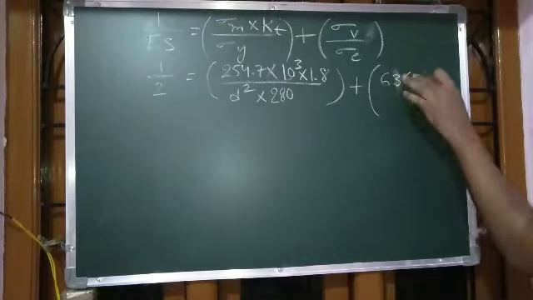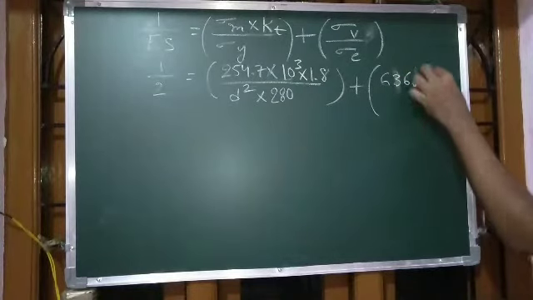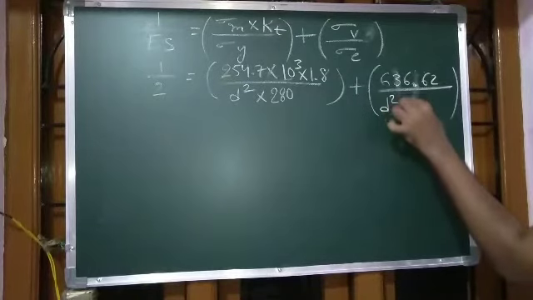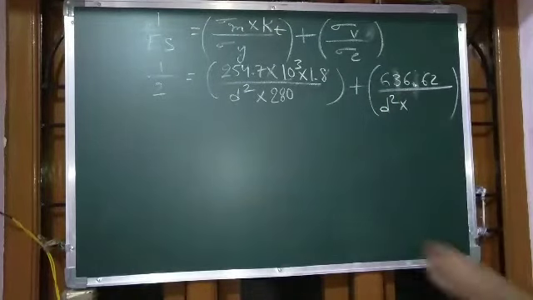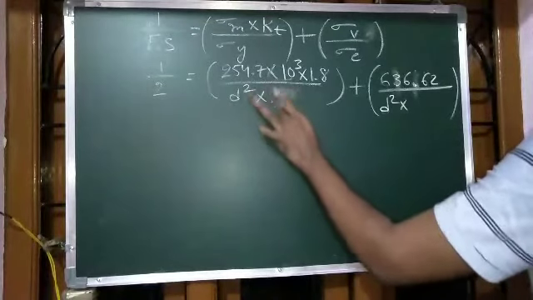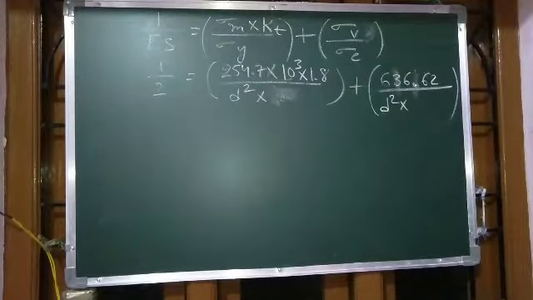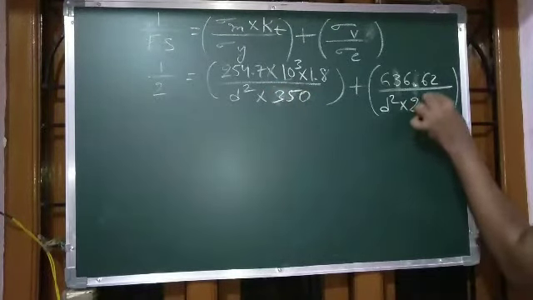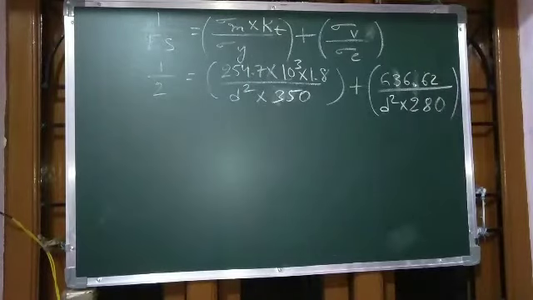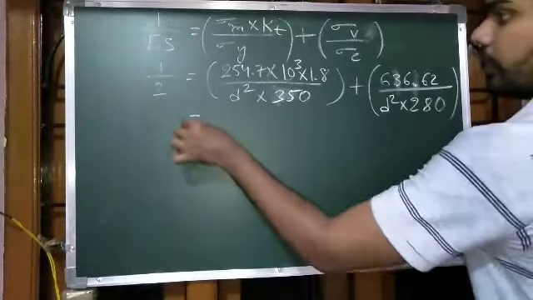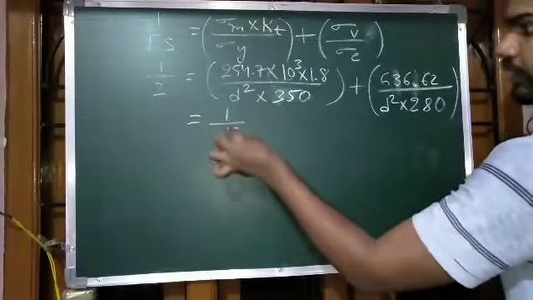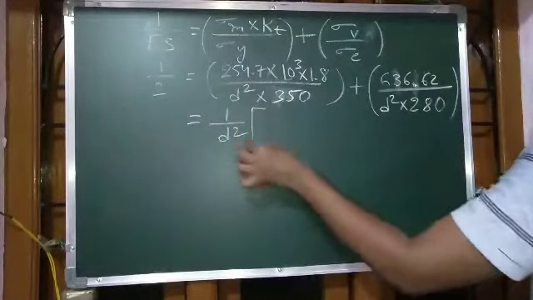Okay, right. 636.62 divided by d square into what is sigma e? Sorry, here sigma y, the yield strength, is equal to 350 MPa, and the endurance strength is 280 MPa. Now take 1 by d square as common.